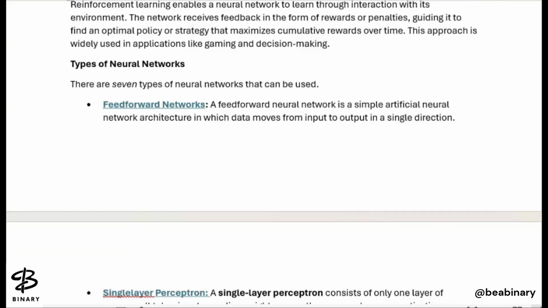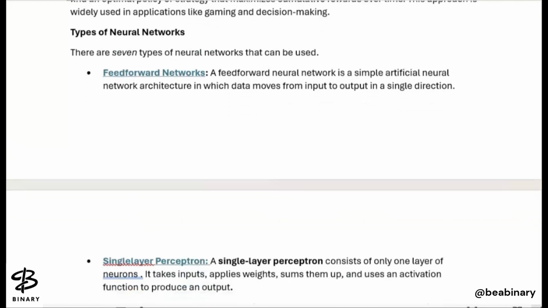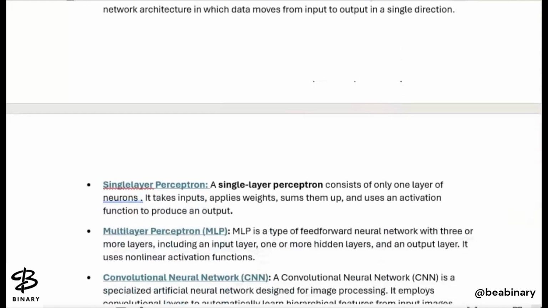So in the feed-forward network, what we are saying is that the feed-forward neural network is a simple artificial neural network architecture in which the data moves from input to output in a single direction. No multiple directions are there. We are not talking about backward propagation here.